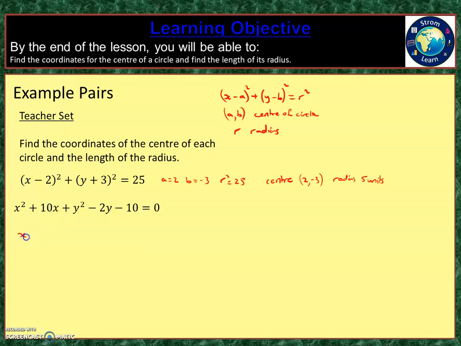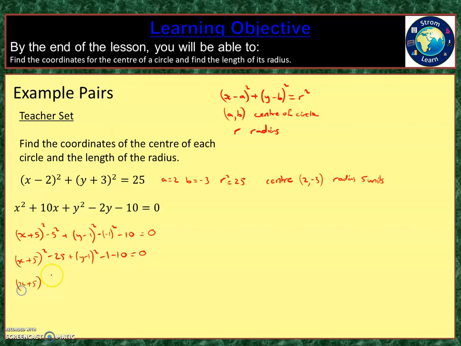So I'm going to half the coefficient of x, which is 5, put that in brackets squared, and then subtract that squared. I'm going to do the same for y. So I half the coefficient of y, square, subtract that squared, and the -10 can just remain on the end. And now I'm just going to simplify this. So (x + 5)² - 25 + (y - 1)² - 1 - 10 = 0.